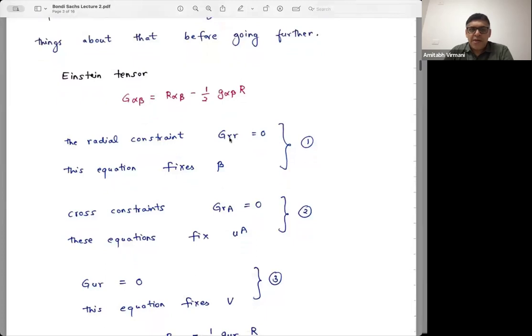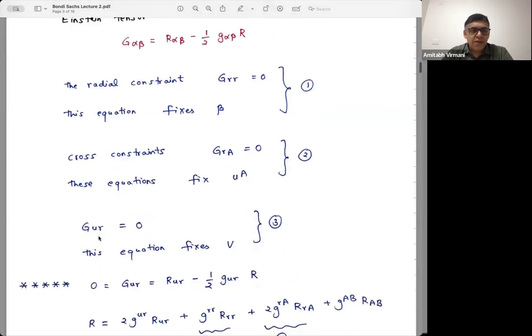The first constraint is the radial constraint, GRR equal to 0. So when you put GRR equal to 0, you will get an equation with derivatives containing R. Those derivatives, if you try to do the expansion of various quantities, beta, V, UA, these are the functions I introduced yesterday. If you do the expansion for those functions, this equation will fix your beta in expansions in powers of 1 over R. Similarly, if you look at the cross constraints, GRA equal to 0, these equations will fix your UA. So I will give examples of both these in the next slide. If you look at the UR equation, this equation fixes V.